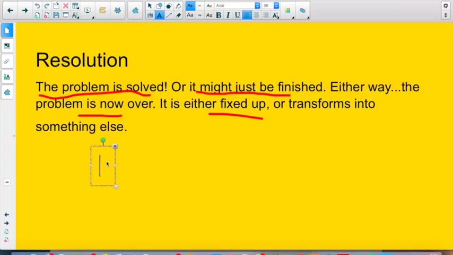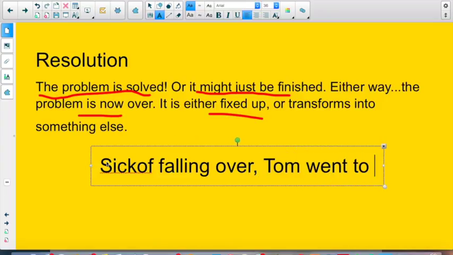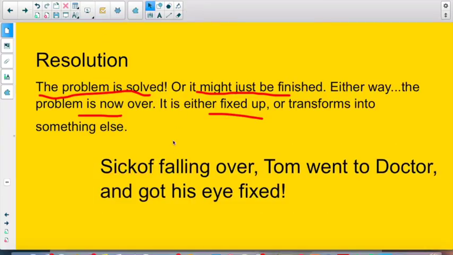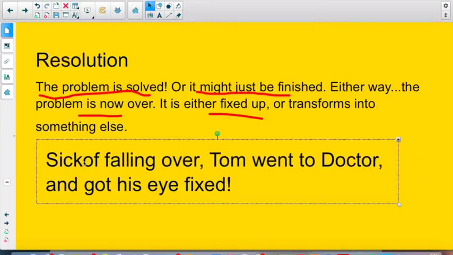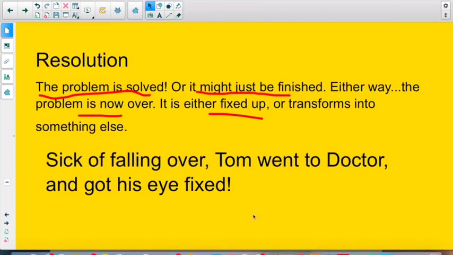Okay, sick of falling over. Tom went to the doctor and got his eye fixed. That's a good one. He could finally see, or something like that. Okay, well done. Now I've spelt that wrong, haven't I? Okay, he could finally see. Great. There's a good resolution.